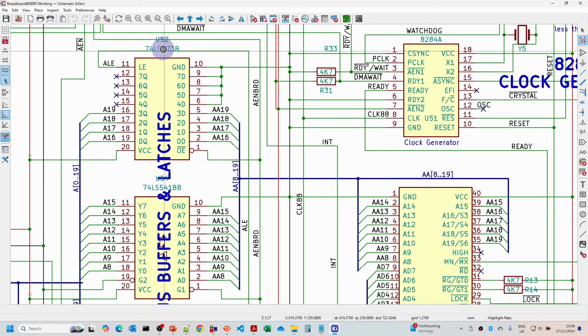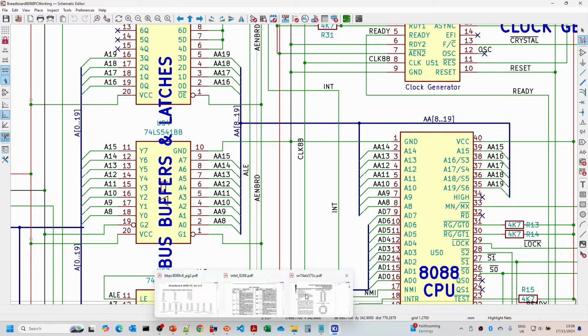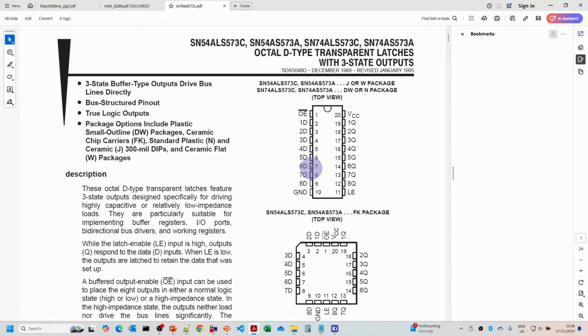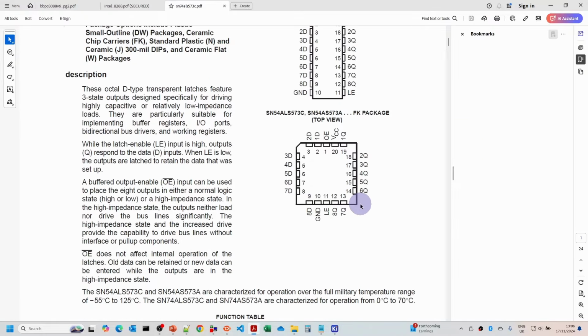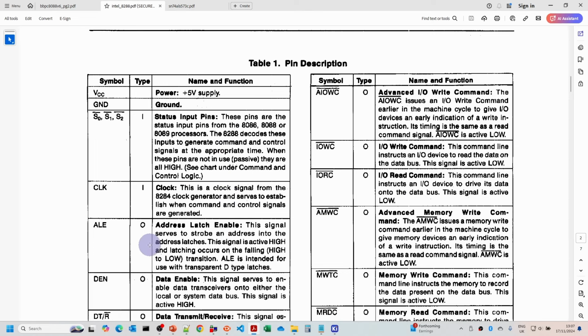Now it uses these 573 latches, and if we just take a quick look at the data sheets of those, basically what these have is a latch enable here, and when the latch enable is high then it passes the values from one side of the bus through. When it's low then it latches the values. So basically the output only varies when latch enable is high, and the rest of the time it should be stable when it's low. Now in fact there's a signal that comes out of the bus controller that actually handles this, an address latch enable.